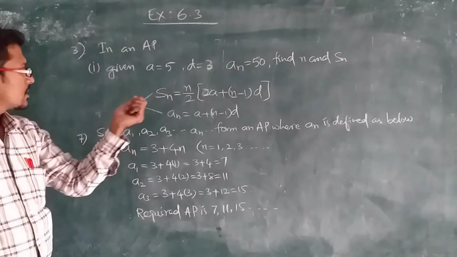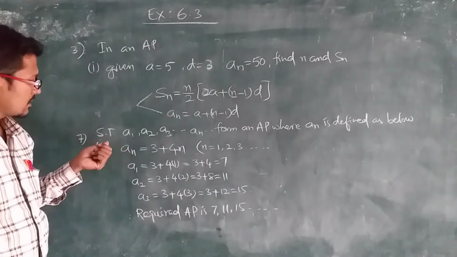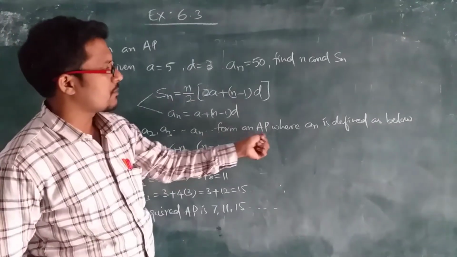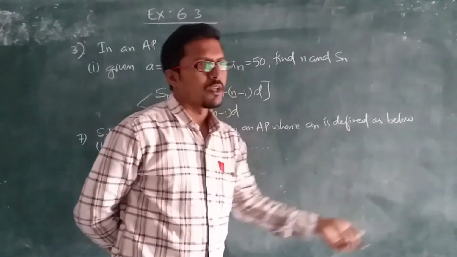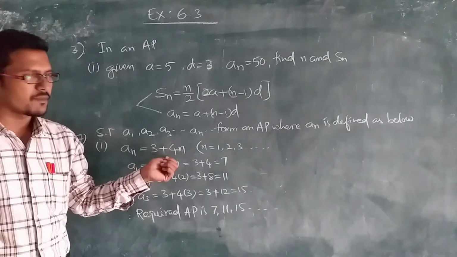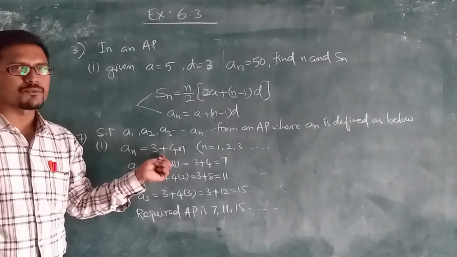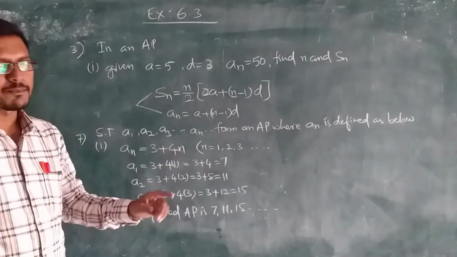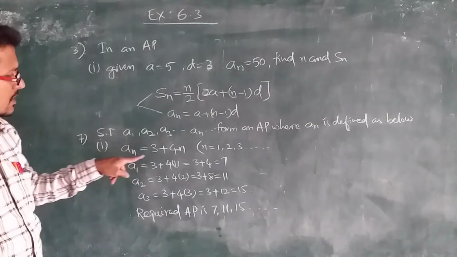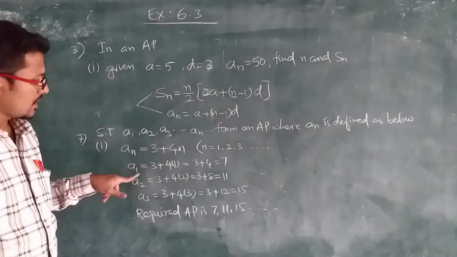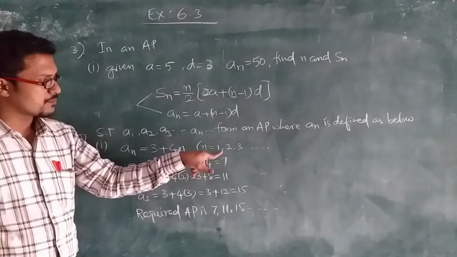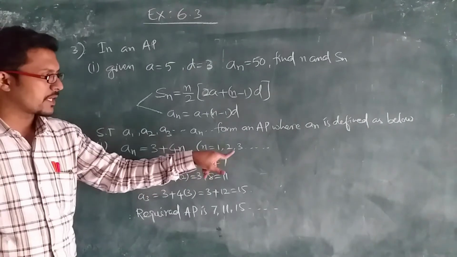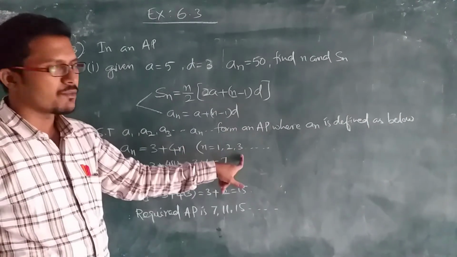Remaining 2 are easy. You can find them there. So, let us see these. Show that a1, a2, a3 and so on, an form an AP where an is defined as below. So, an, the nth term, is given. With the help of the nth term, we have to form the arithmetic progression and then write it here. an is equal to 3 plus 4n here. If you substitute n values, n is equal to 1, 2, 3 and so on. If you write 1, you will get the first term. If you write 2, you will get the second term. If you write 3, you will get the third term.